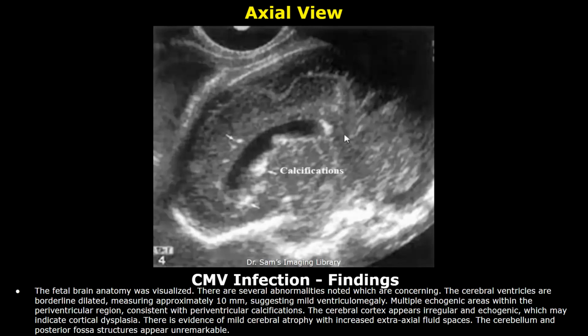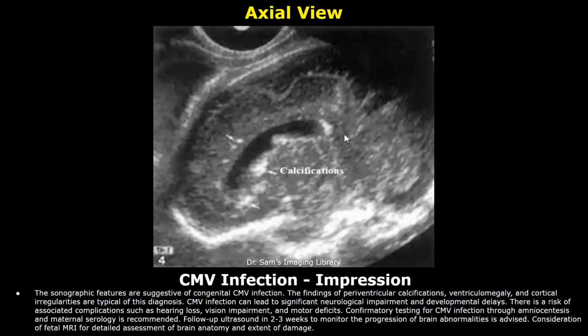There is evidence of mild cerebral atrophy with increased extraaxial fluid spaces. The cerebellum and posterior fossa structures appear unremarkable. This is the impression. The sonographic features are suggestive of congenital CMV infection.